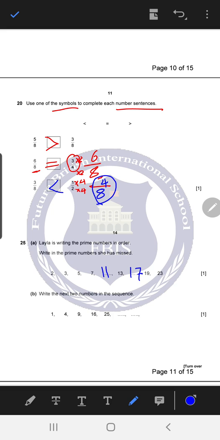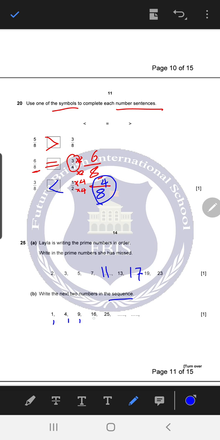Why is 6 not prime? Because 6 by 1 is 6 and 2 by 3 is 6. Since we have 2 numbers, other than the number and itself, which give us the number, the number is not prime. But for 11, it's 11 by 1 only that gives me 11. Write the next 2 numbers in the sequence.